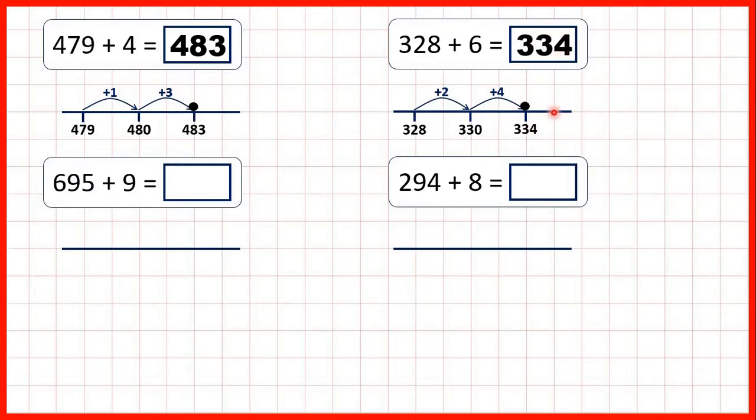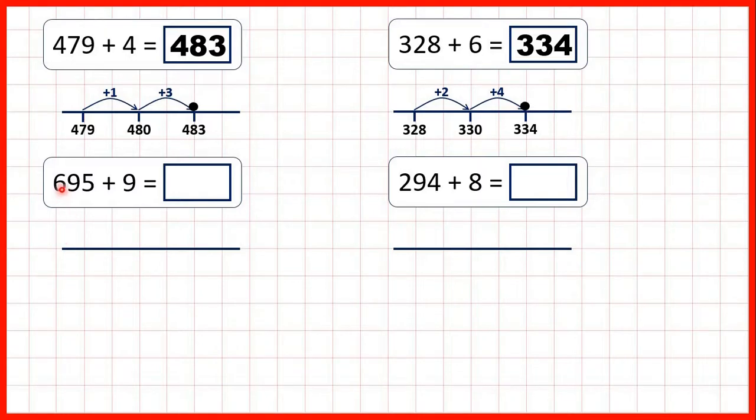Now here, I've used a number line, but you might be able to work these questions out mentally, without needing to use a number line, using mental methods instead. And the easiest way to do that is to think how many more to get to the next multiple of 10, so here to 330, and then how many do I need to add after that?